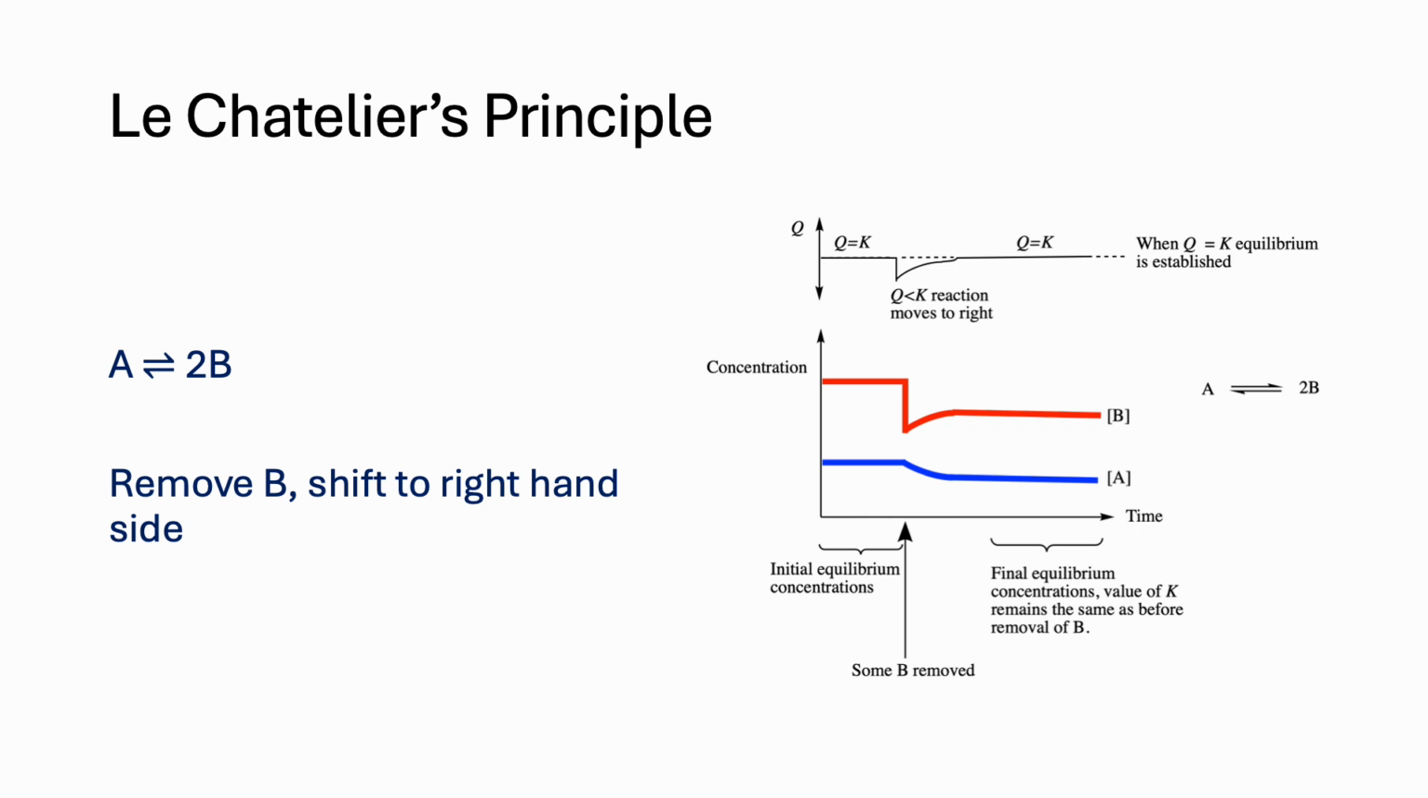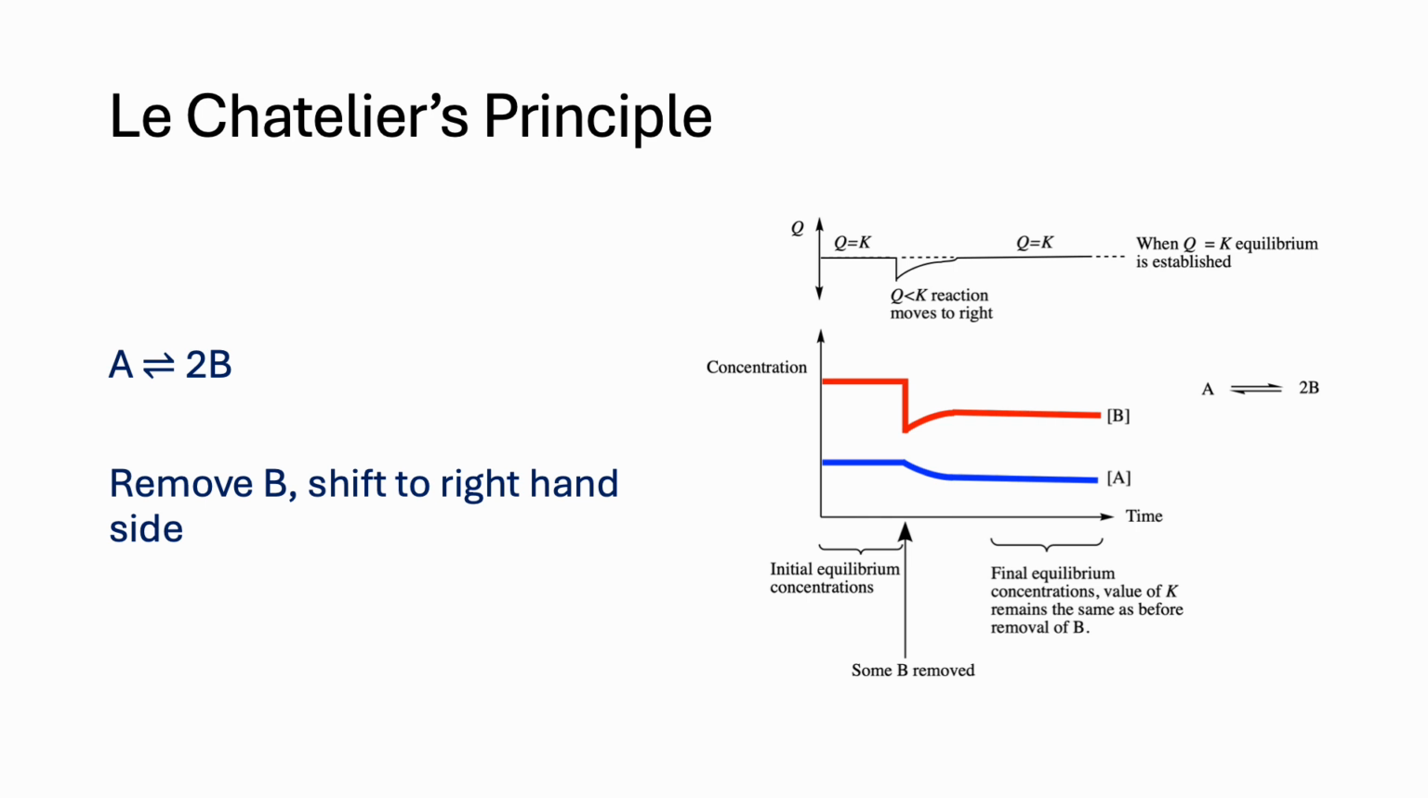Now look at the situation in which one component is removed. The system will adjust to generate a little more of that component, though it can never fully make up for the loss. In this example, we start with the system at equilibrium, then remove some of the product. This results in a sudden drop in the concentration of B. As the system moves towards equilibrium, some of A reacts to form B to replace part of what is lost.